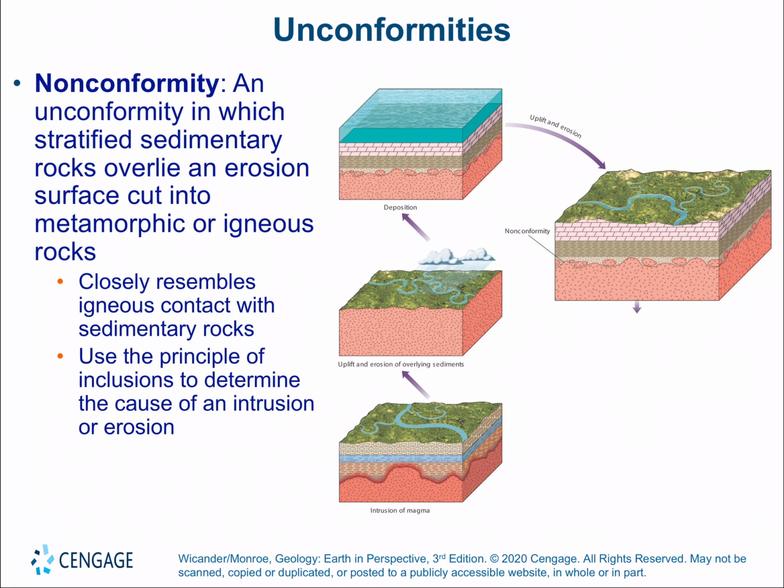Our third type is the nonconformity, an unconformity in which stratified sedimentary rocks overlie an erosion surface cut into metamorphic or igneous rocks. It closely resembles igneous contacts with sedimentary rocks. You will typically use the principle of inclusion to determine the cause of an intrusion or erosion. And you can see the sequence of events for our nonconformity.